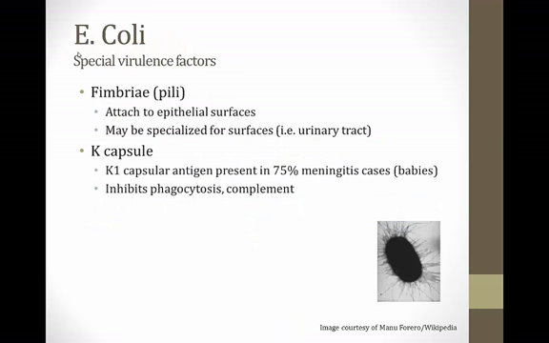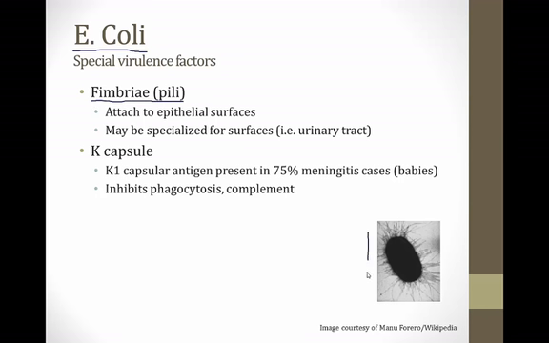The next bacteria is E. coli, and you may know that E. coli is a normal colonic bacteria. Most strains of E. coli are not pathogenic, but there are some that can cause disease. E. coli have two special virulence factors that you should be aware of. Some E. coli have fimbriae or pili.